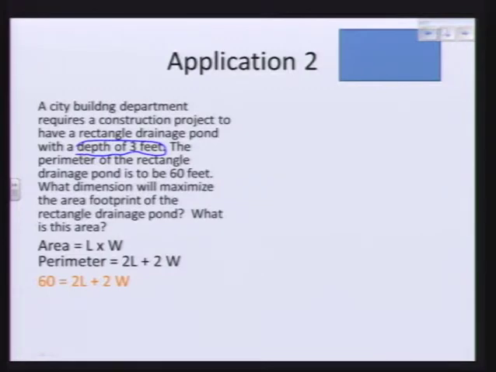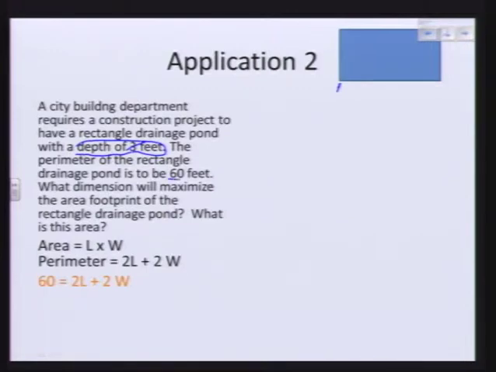So we're not going to be concerned about the depth, because this is extraneous information thrown in. In the drainage pond, the depth of 3 feet would go down, and that would be a volume, and we didn't talk about a volume here. We're really looking at how you would set this pond up, from an aerial shot, so to speak, what the area of that footprint would be on the property. So we don't really need that piece of information right now.